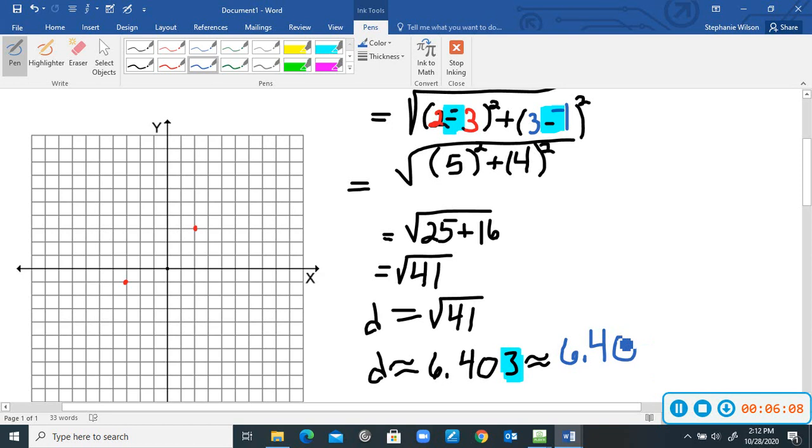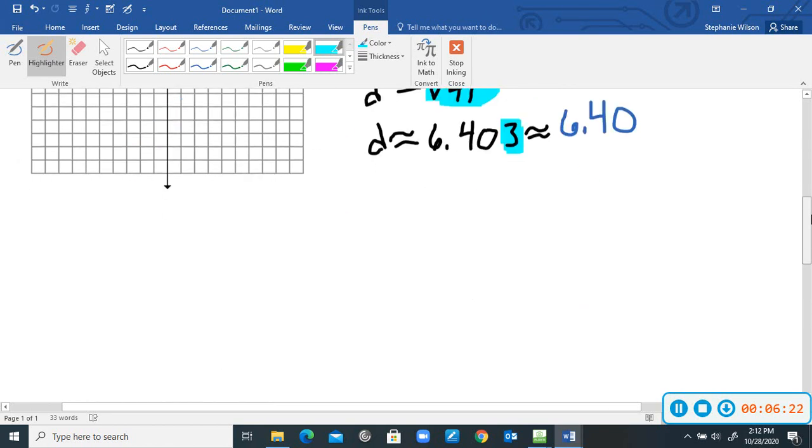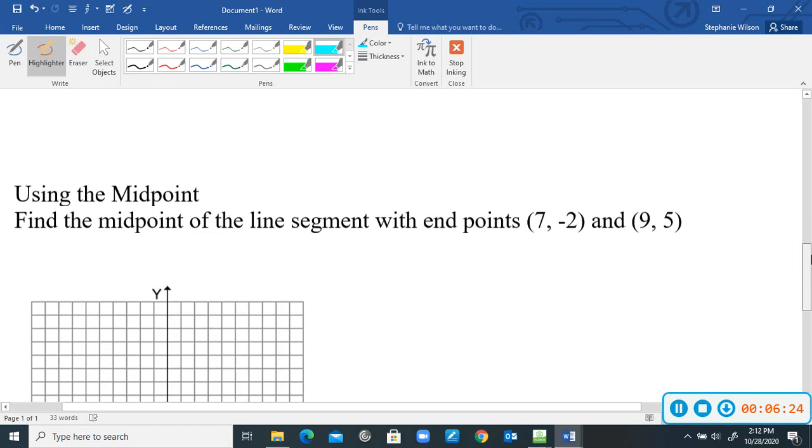That is the distance. The exact answer is the square root of 41. So this is exact. So that's solving the distance between two ordered pairs using the formula. Now let's do the midpoint of an equation.